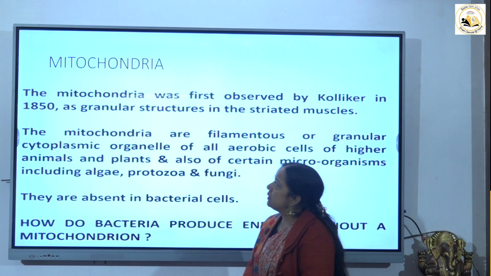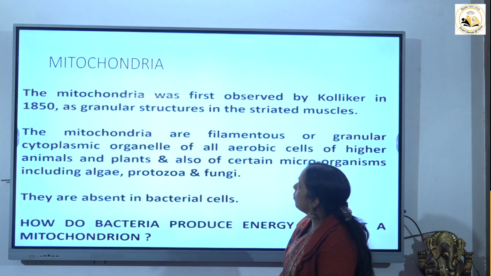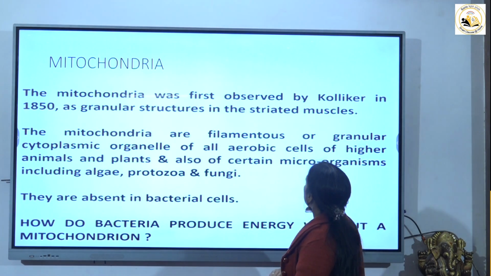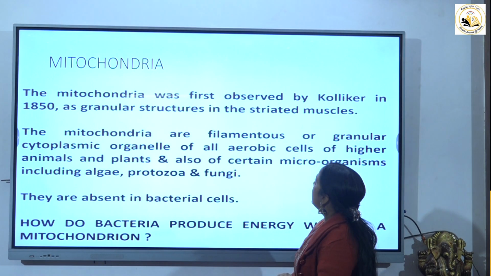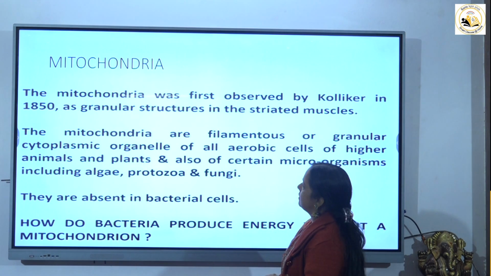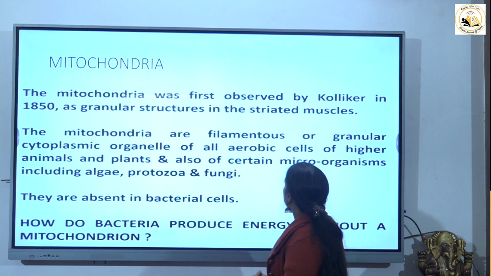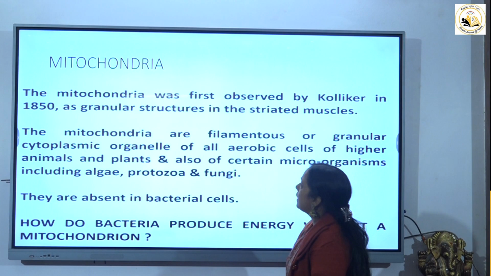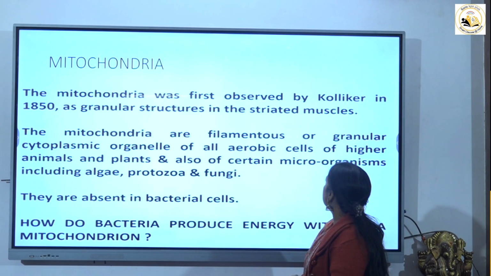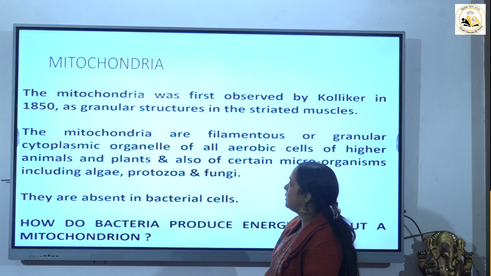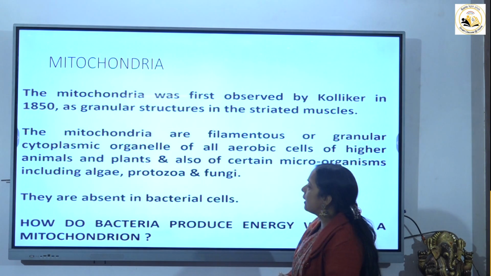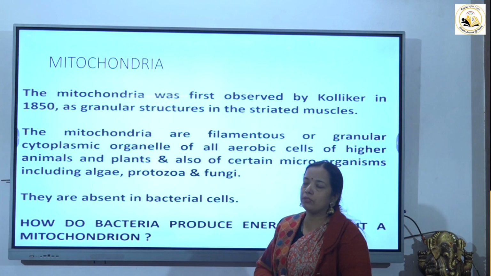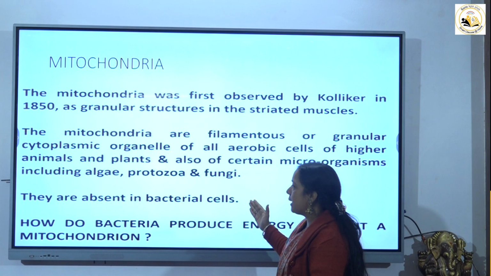Now, this is about mitochondria. Mitochondria were first observed by Kolliker in 1850 as granular structures in striated muscle cells. Mitochondria are the filamentous or granular cytoplasmic organelles of all aerobic cells of higher animals and plants, and also of certain microorganisms including algae, protozoa and fungi. They are the main energy producing organelle of the cell. They are absent in bacterial cells.